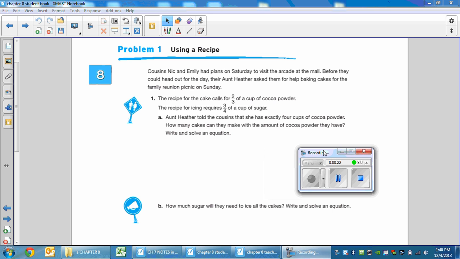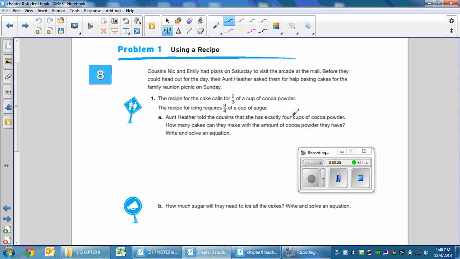All right, so question A tells us that there are 4 cups of cocoa powder, and asks how many cakes we can make. Well, it takes 2/3 of a cup to make 1. So we would say that we have 4 cups equals 2/3 x, or y or whatever. Write and solve an equation.